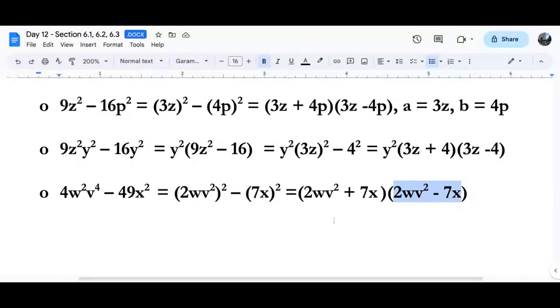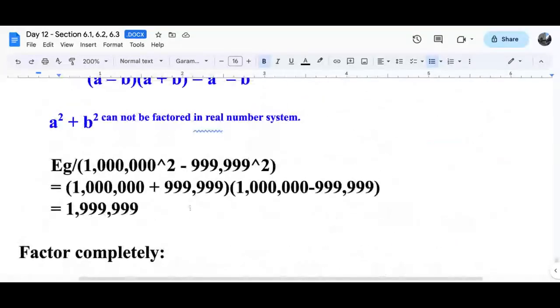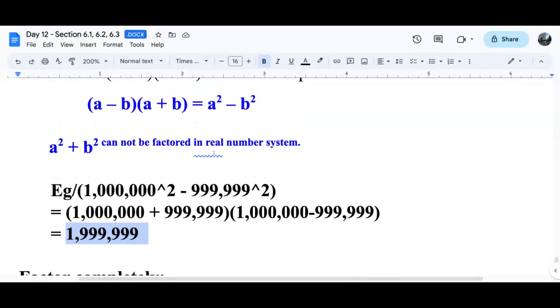This is called the difference of two squares. Very useful. How useful? Let's see this example. If we have 1 million squared minus 999,999 squared, we see difference of two squares. We got 1 million plus 999,999. Then the other factor is 1 million minus 999,999. That's 1. So it's just 1 times this. So we just get 1,999,999. Difference of two squares, very, very useful property.